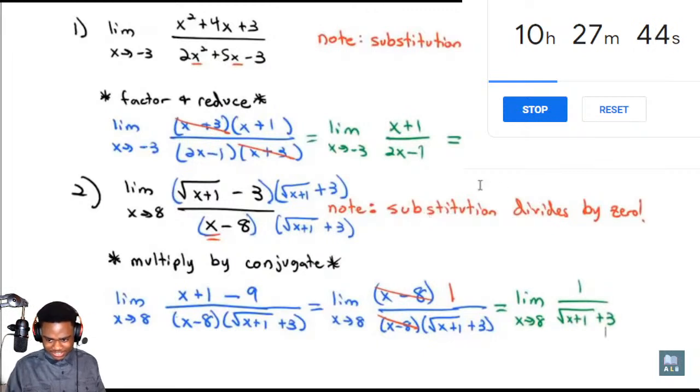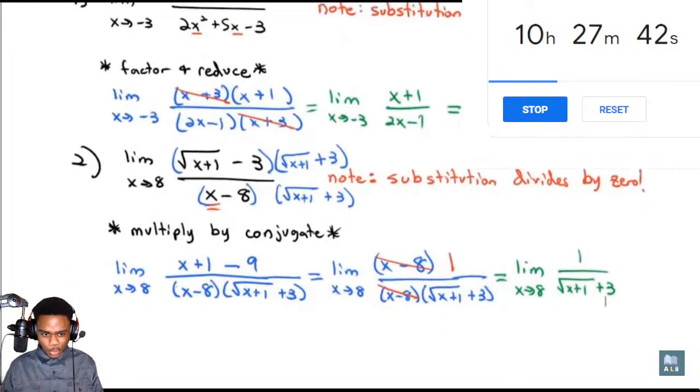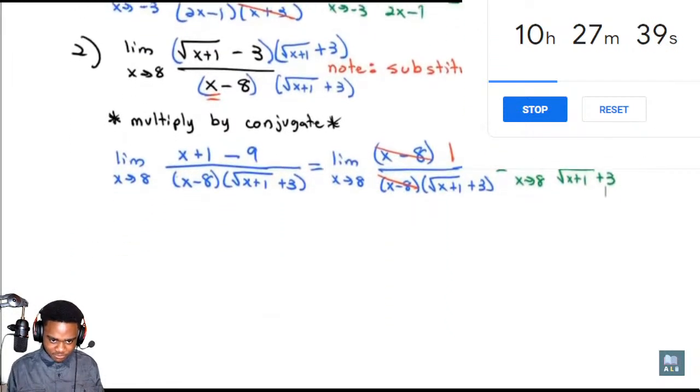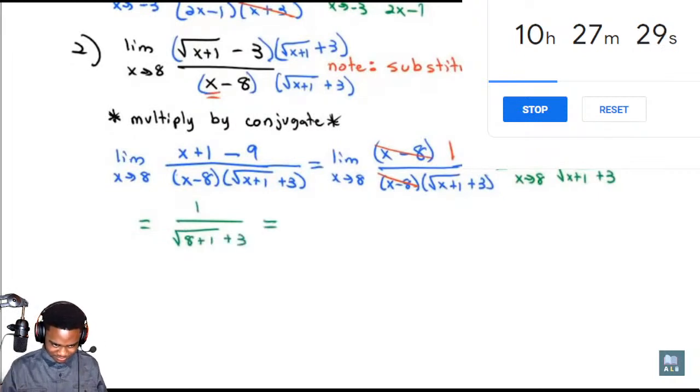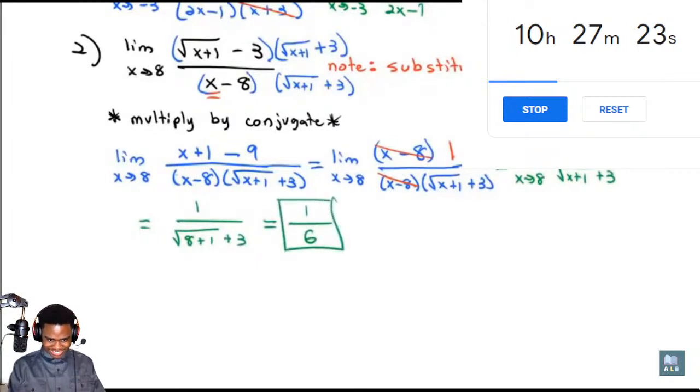Nothing else. Now we can plug our number in because the denominator no longer will equal 0. We have 1 over the square root, plugging 8 in, of 8 plus 1, plus 3, equals 1 over the square root of 9 is 3, plus 3 is 6. And we now know our limit is 1/6.